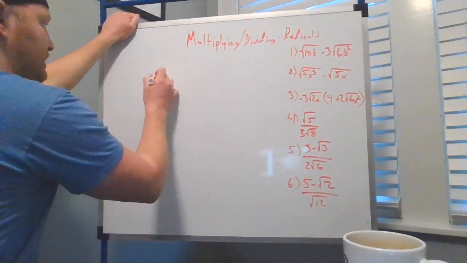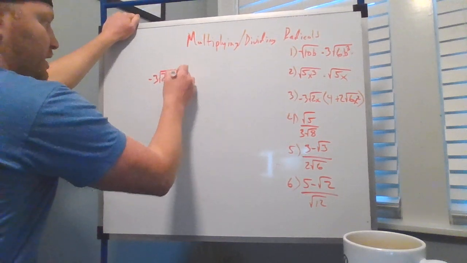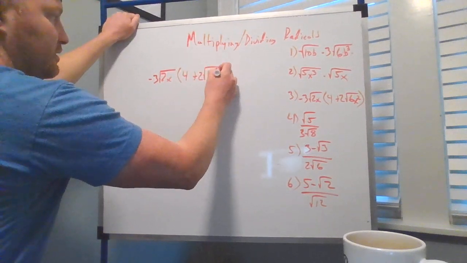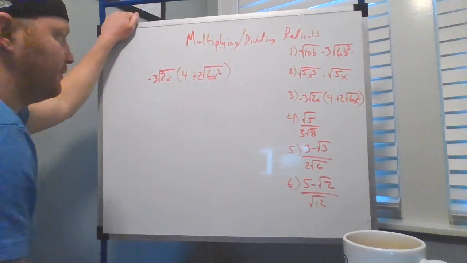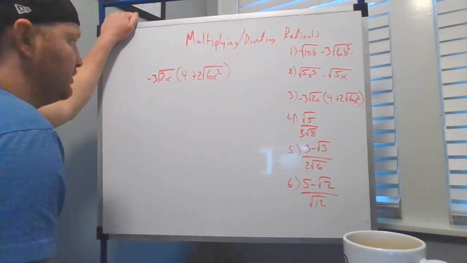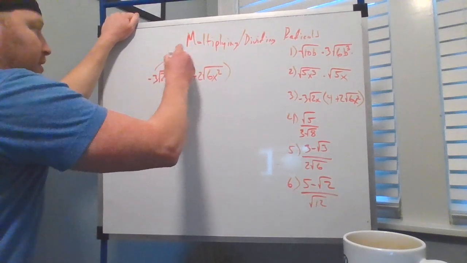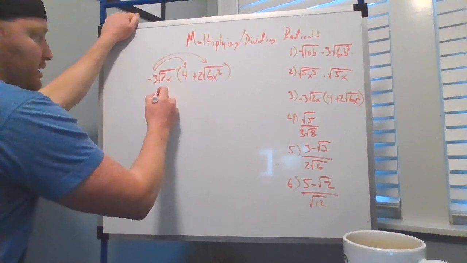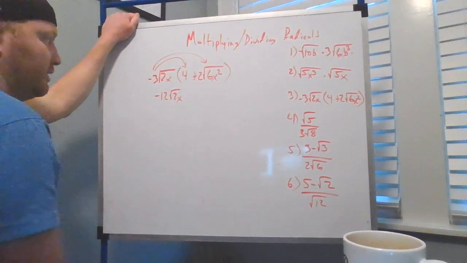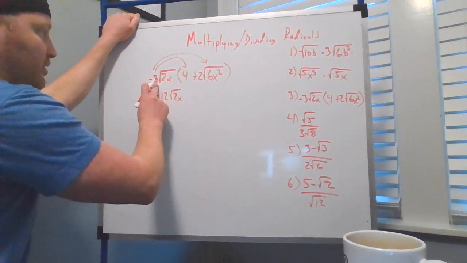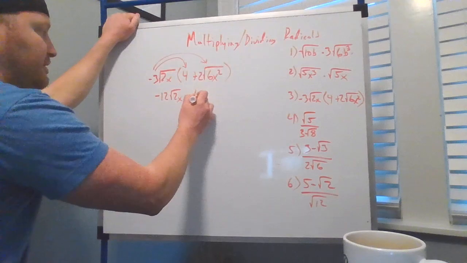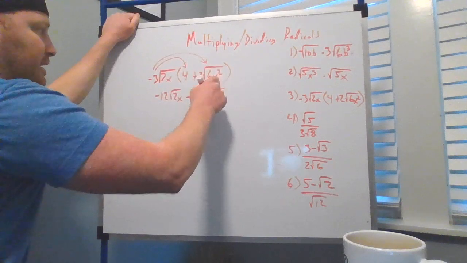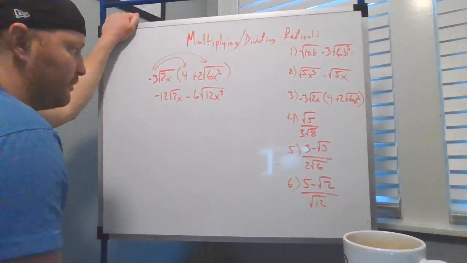Number 3 says negative 3 square root of 2x times 4 plus 2 radical 6x squared. Here's how we do this one. Remember, distributive property: this times this, and then this times this. You can only multiply the negative 3 and the 4, so you're going to get a negative 12 radical 2x. That just stays as such. Now you do this times this: negative 3 times 2 is negative 6, radical 2 times 6 is 12, x to the power of 1 times x to the power of 2 is x to the power of 3.